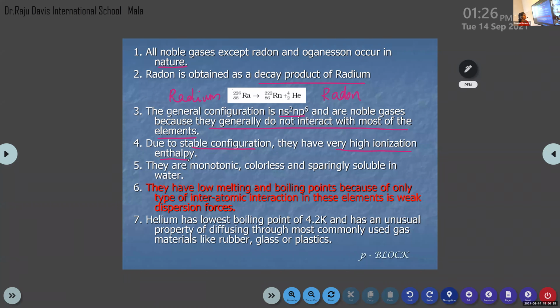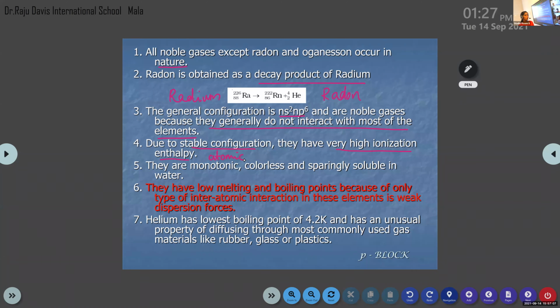Then we are moving to the physical properties. Here they are monoatomic, not monotonic. Monoatomic means only one atom, right? They can exist in an independent or free state. But in the case of all other elements, hydrogen, oxygen, nitrogen, chlorine, etc., they will always combine with the same atom to form a molecule in nature. They cannot exist in a free state.